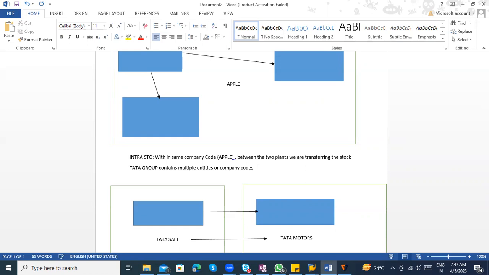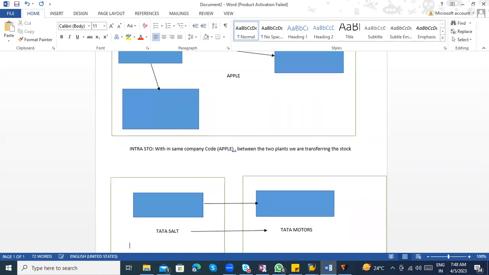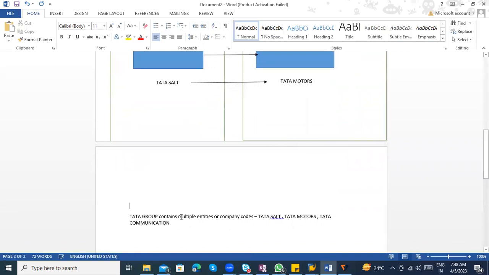So like Tata Salt, Tata Motors. Is this also an intra STO? No, I'll tell you. In this case it is completely different. So the Tata Group contains multiple entities or company codes, multiple company codes. That will be like Tata Salt, Tata Motors, Tata Communication, Tata whatever it may be.